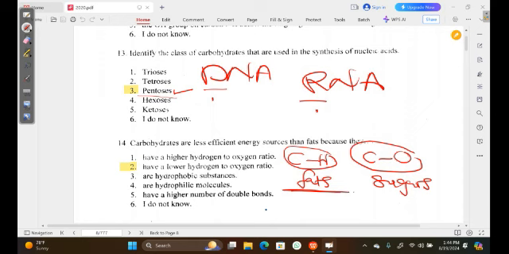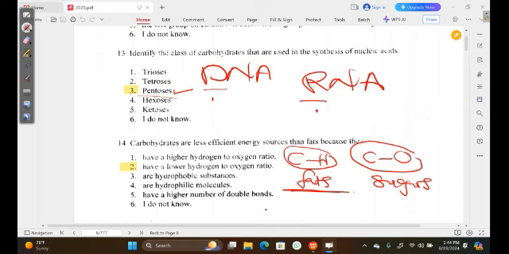So when we look at the answers, we need to look out for such information. Option 1 is saying because they have a high hydrogen to oxygen ratio. Hydrogen to oxygen ratio is not what we're interested in, because we're interested in the two types of bonding here: the carbon to hydrogen and carbon to oxygen. Option 2 says they have a low hydrogen to oxygen ratio.